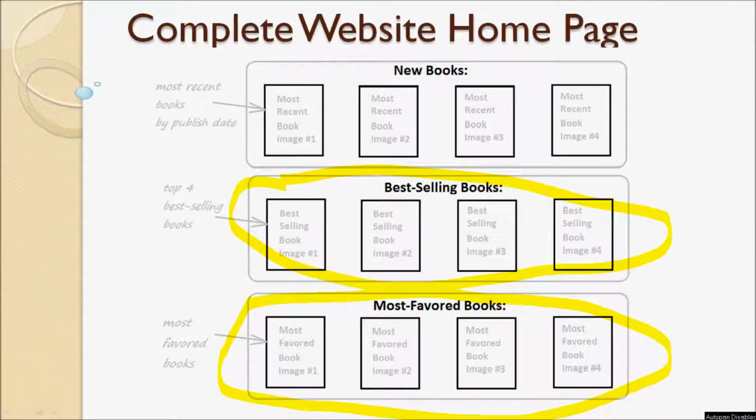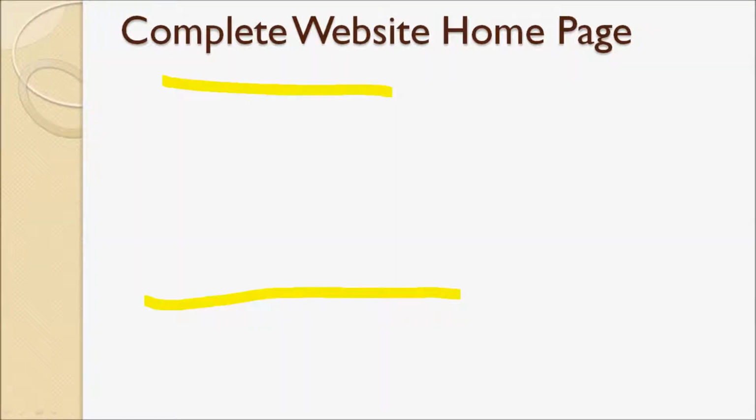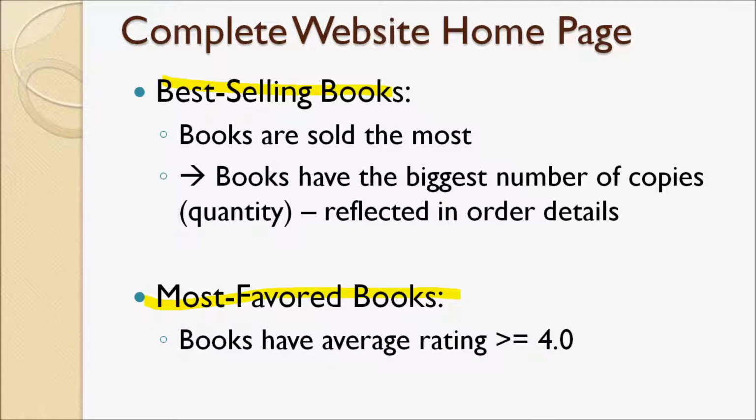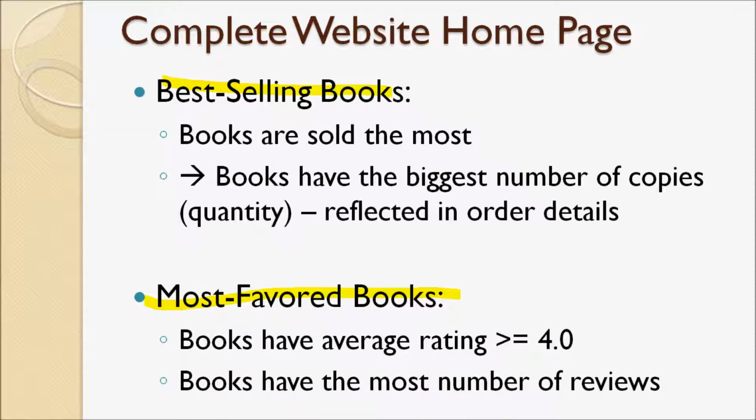Next, we are going to write code to display the most favorite books in the website's homepage here. And by definition, most favorite books are books having an average rating greater than or equal to 4.0, and other books have the most number of reviews.